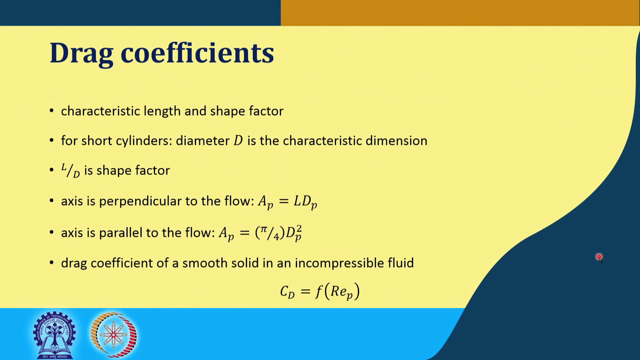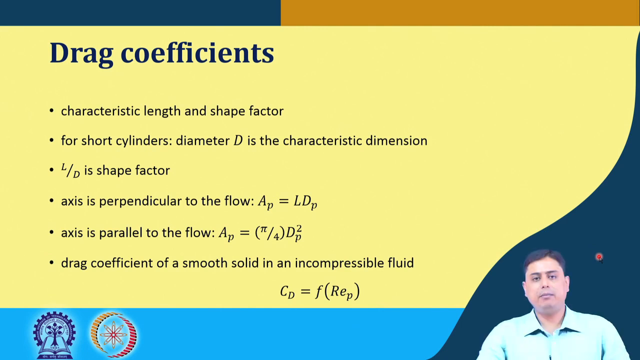So for short cylinders, the diameter d will be the characteristic dimension, and length by diameter is the shape factor which we need to consider. When the axis of the cylinder is perpendicular to the flow, you get your projected area as L multiplied by dP.